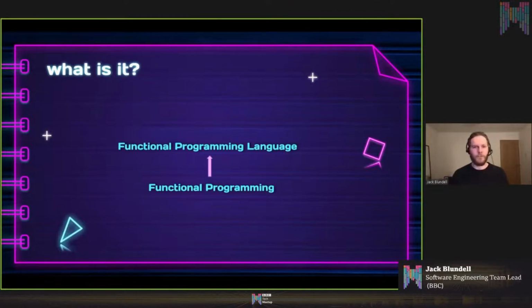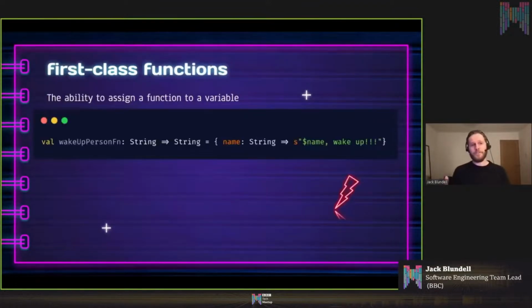So let's look at what makes a functional programming language. One element is first-class functions. First-class functions are the ability to assign a function to a variable. So in this example, we've got our wakeUpPersonFn, and we're assigning that function definition to a variable. In Scala, the arrow notation you can see is how we're defining the function type. The type on the left-hand side of the arrow is our input type, a string, and the type on the right is our return type, another string.